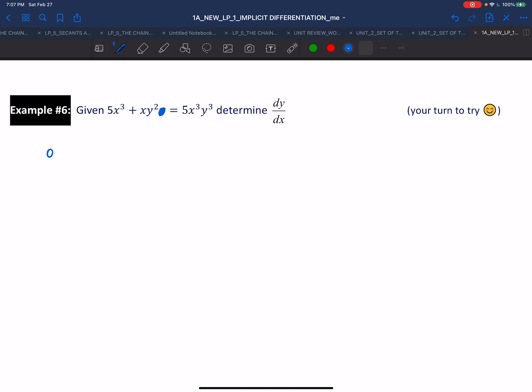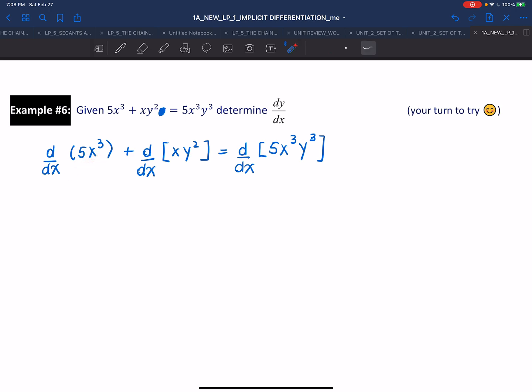So we'll start with d dx of 5x to the power of 3, plus d dx of xy squared, equals d dx of 5x cubed y cubed. Okay, so let's get started. So here we have implicit.